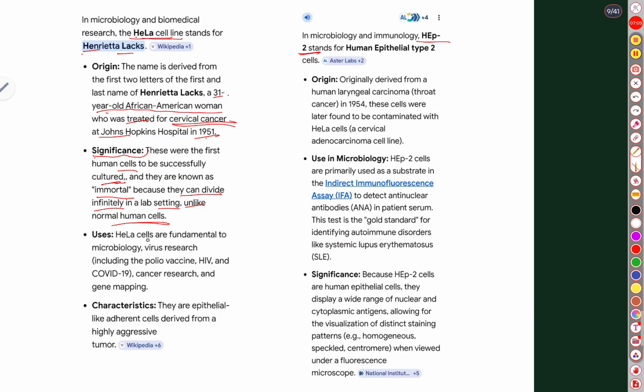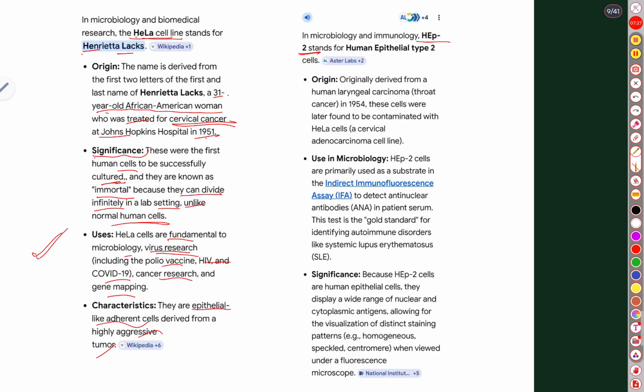And the uses are: HeLa cells are fundamental to microbiology, general virus research, including the polio vaccine, HIV, COVID-19, cancer research and gene mapping. Characteristics are, they are epithelial-like adherent cells derived from highly aggressive tumors. Okay, it's a brief introduction about the HeLa cells.